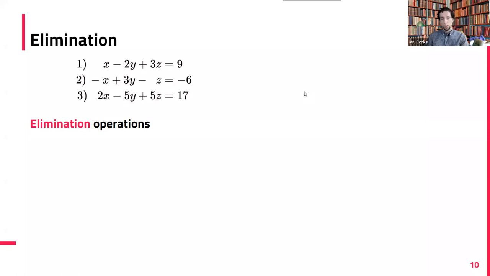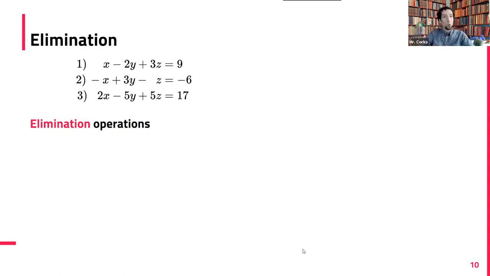So elimination, there are some operations that we can do. Do you remember what those operations are? Multiplication and division. Okay, so give me a little more detail with that. What are we multiplying and dividing, and by what? It's one of the equations, equation 1, 2, or 3, to eliminate one of the variables.